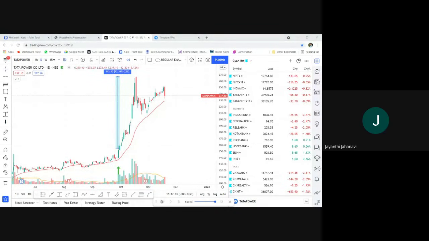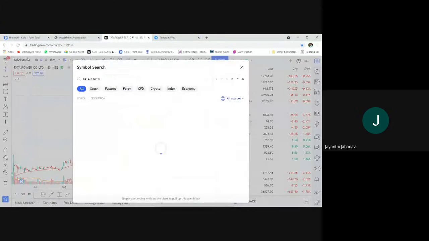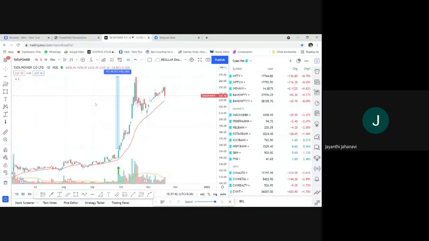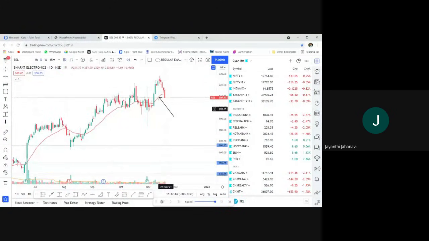Thank you. Clear. The second is like the BEL, Bharat Electronics type. See, that's also the same. It goes slowly 3-4% in a day, and then it drops. But overall, what is happening is an uptrend. So I am saying it goes from 180 to 200, then drops back to 180.